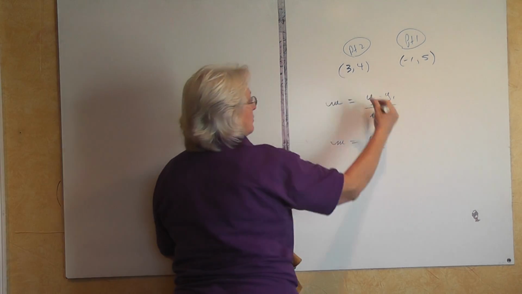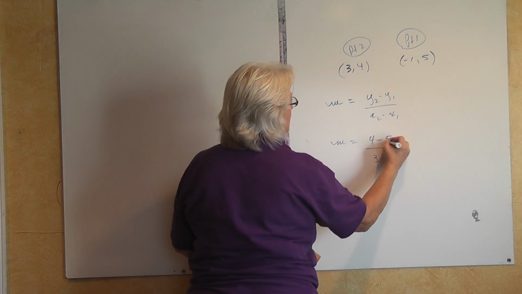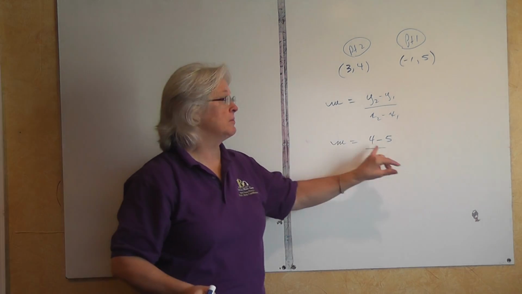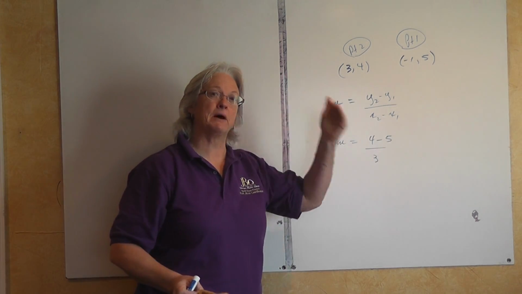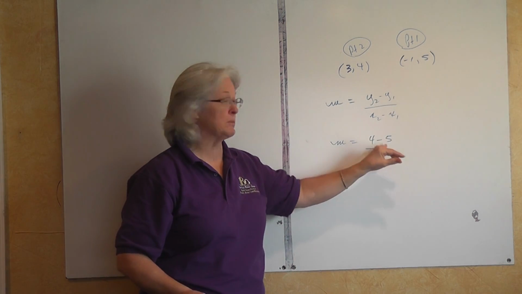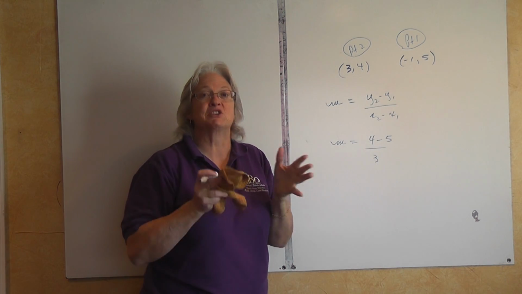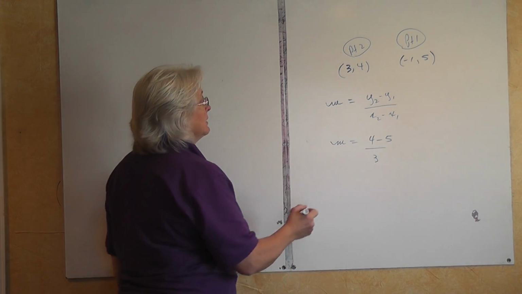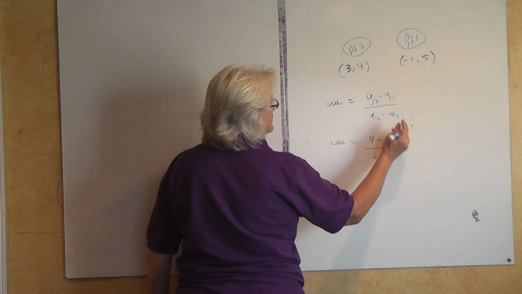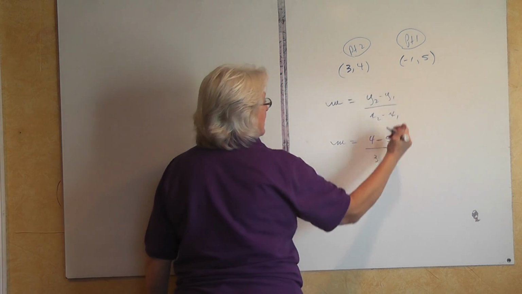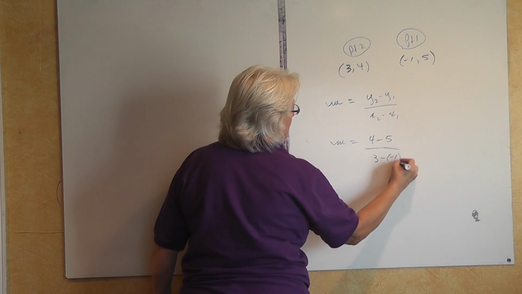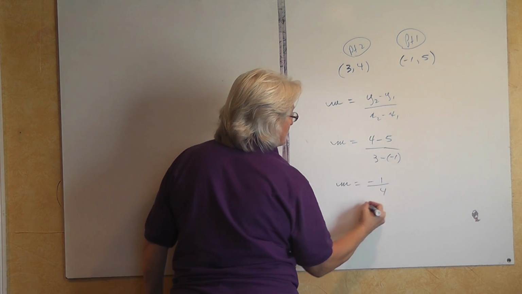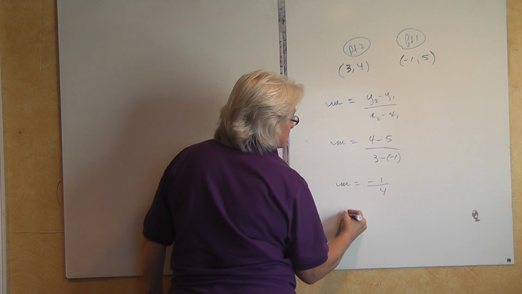The y value, 4 minus 5. And you know what I did? The reason I said 4 minus a negative 1 is my mind's always several steps ahead, because 4 minus 5 is a negative 1. But you have to go slowly enough to make sure that you're doing your substitution properly. Now we're going to subtract our x values, 3 minus a negative 1. Our slope, negative 1 divided by 4.